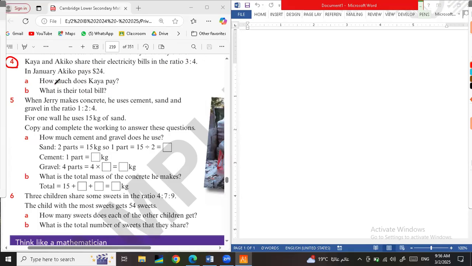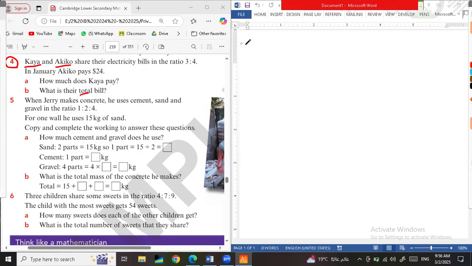All right, good. So here, the first thing, in order to answer a ratio question, is that you need to write the items or the names that you're dealing with. Here the items are actually people. So I have Kaya, I have Akiko, and I have the total as well. I'm going to need the total.